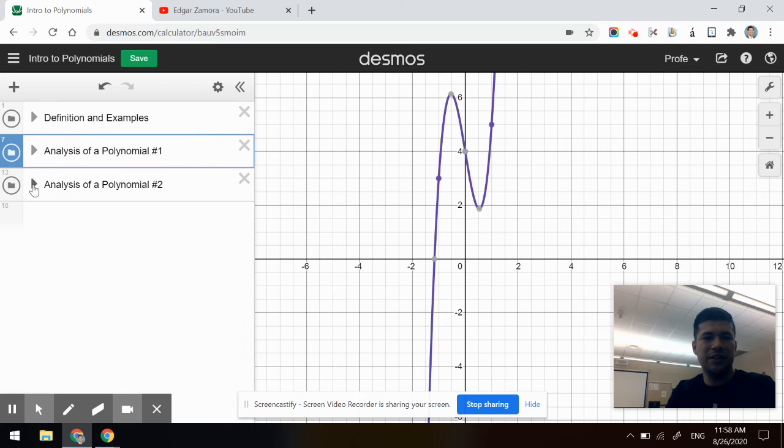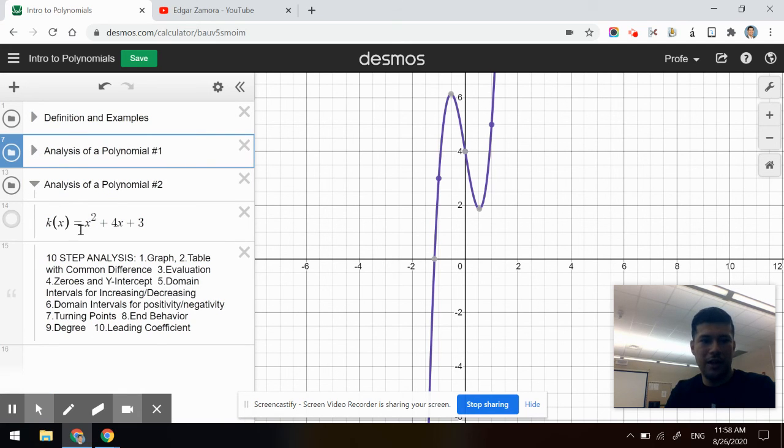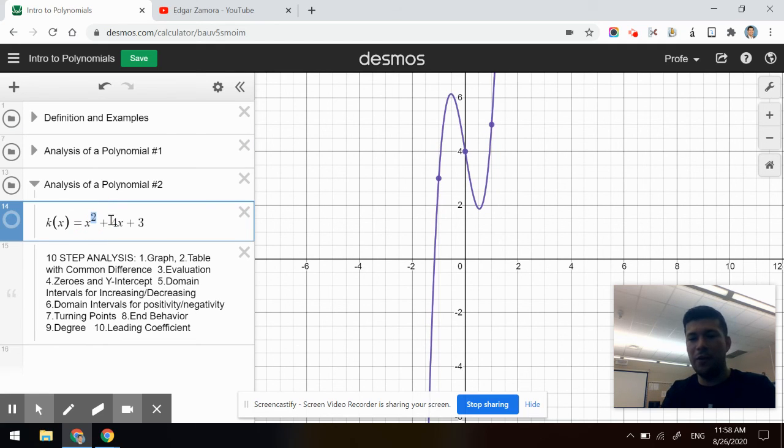There is a second example that you can check out. You can analyze with the same 10 steps the function x squared plus 4x plus 3. You'll find some things are similar and some things are different. And the main culprit of that is the degree. All right, you're going to find with polynomials, the degree makes all the difference in the rest of the information that we come to analyze. So that is a little bit of analyzing a polynomial.